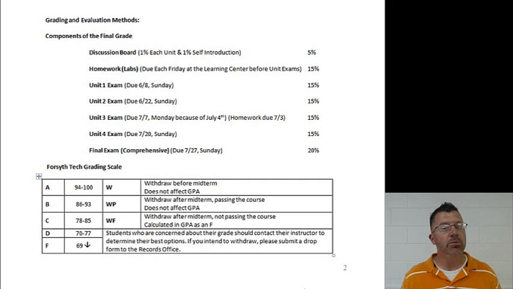Your Unit 1 exam, well, back to homework. That's going to be 15% of your grade. So there's a good possibility, guys, that you'll get 20% right off the bat by just doing your discussion board and turning in your homework on time.